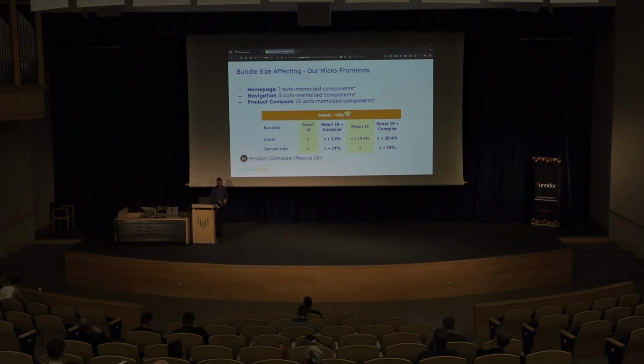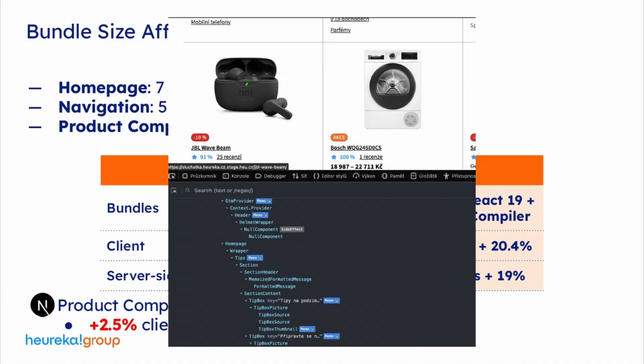And Next.js: you know that with Next.js 15, you can enable the compiler as an experimental feature, but I did it on 14 by setting the Babel plugin, and it increased the bundle size by 2.5%. It's just client side. And here is the output. Our homepage, and you can see the badges of the auto-memoized components. This is the proof. Yeah, I did it.